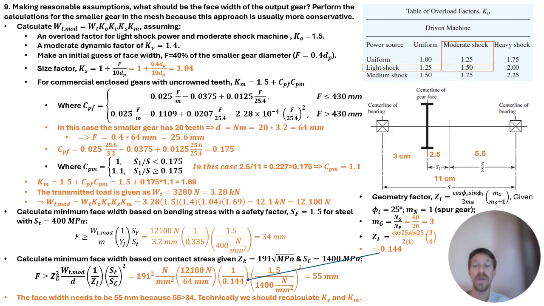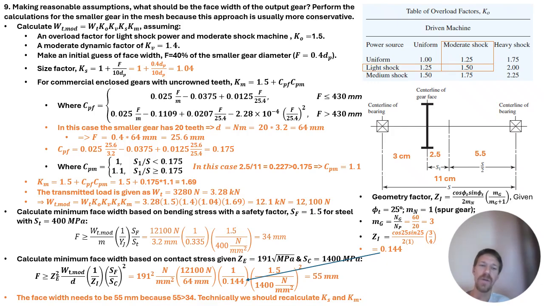So since 55 is greater than 34, it looks like our issue with these gears is going to be pitting. So that's why the contact stress is defining the gear tooth size. Pitting is going to be a bigger problem than bending stress apparently. And so 55 should be our minimum face width, and since that's over twice as much as the original assumption, 25.6, we should probably iterate and recalculate KS and KM and then come back through and recalculate the face width, and that wouldn't be very hard to do, and that would modify that value. So that is the final answer. If we don't iterate, 55 millimeters is the final answer for the gear width.